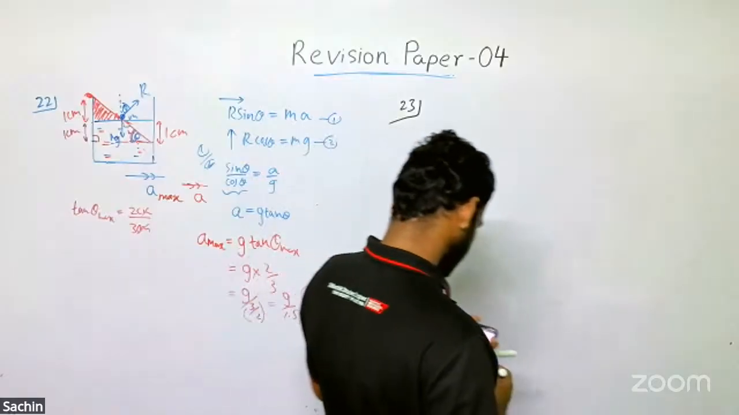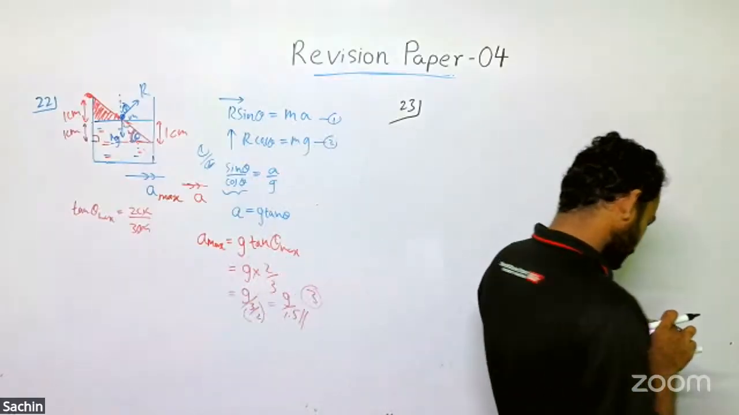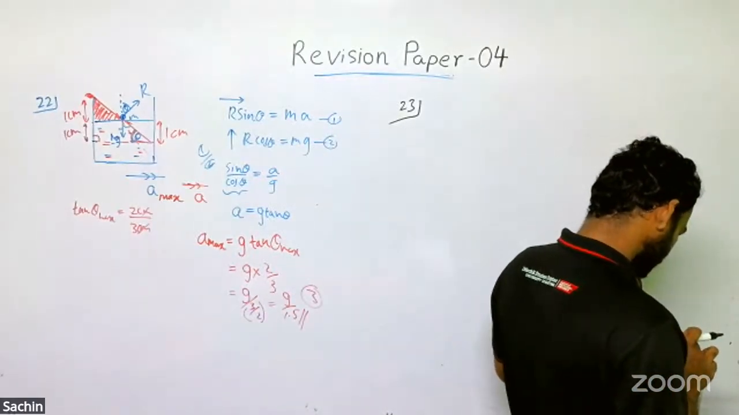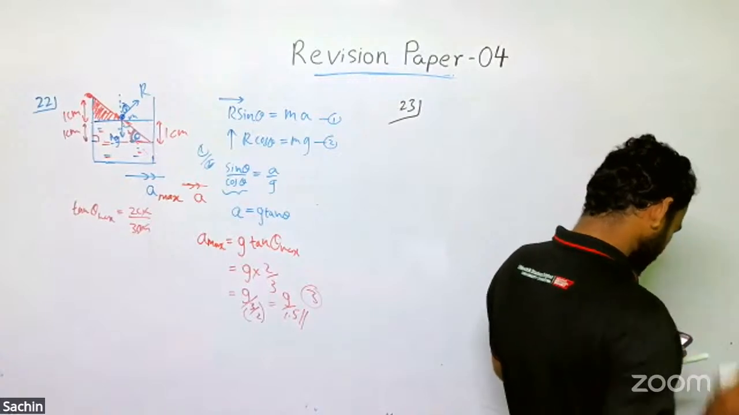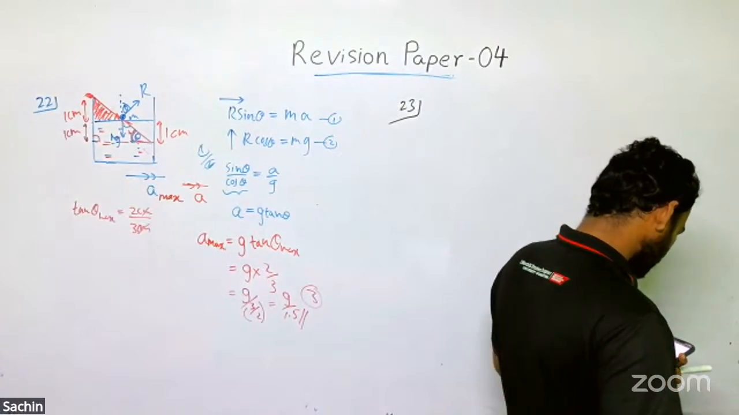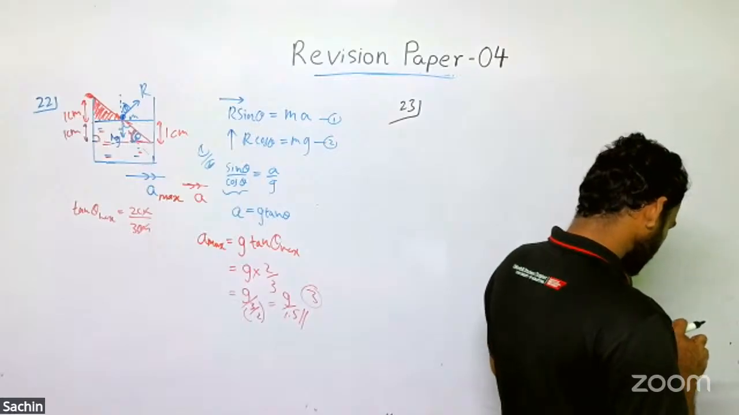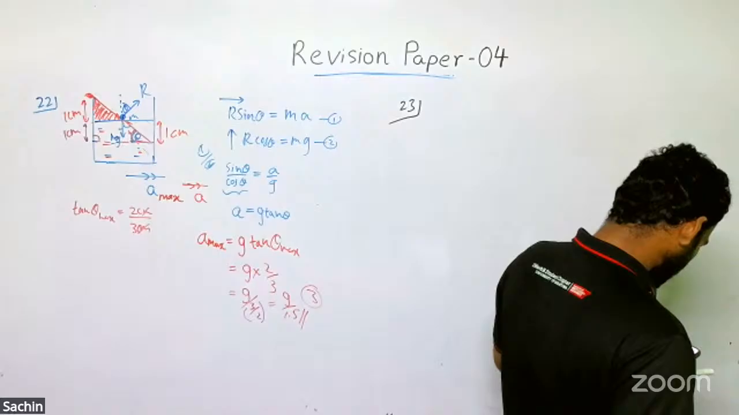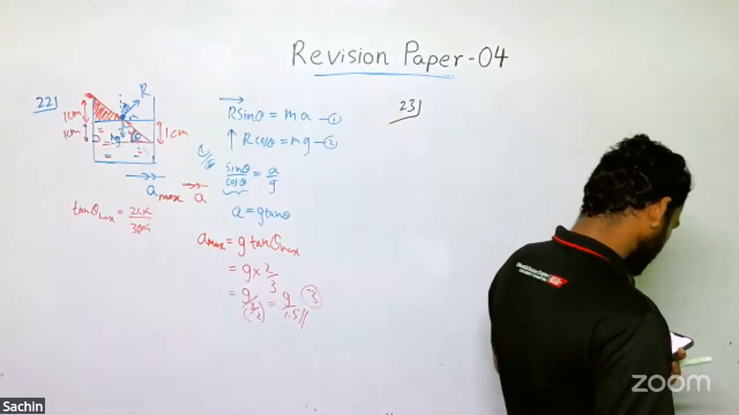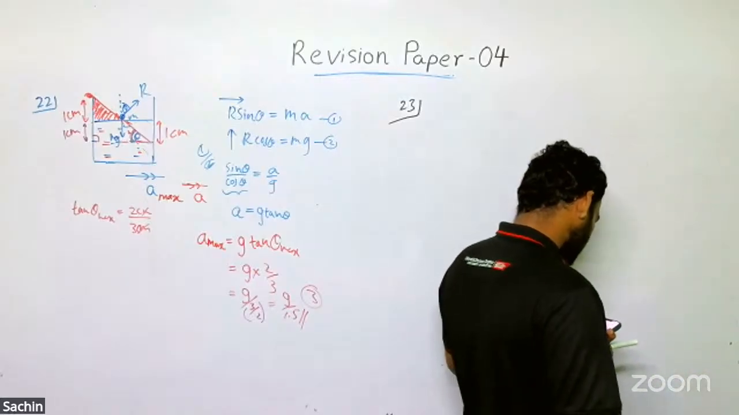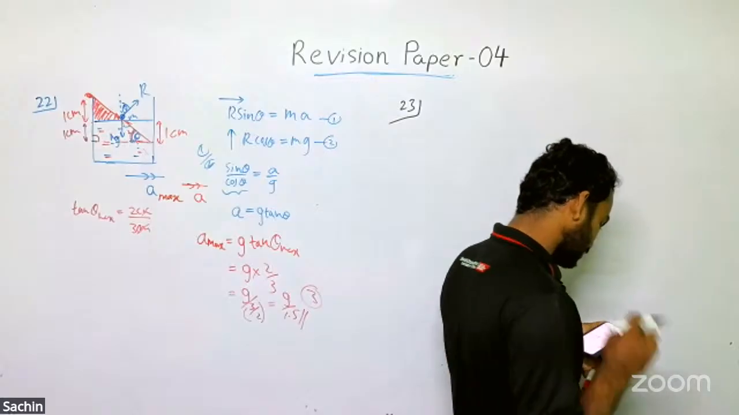23rd. Okay, that's a simple one. In the 23rd question, there's a U-tube and three different liquids are there. Which of the following equations will give the correct relation between the densities? They're asking for the correct relation between the densities.